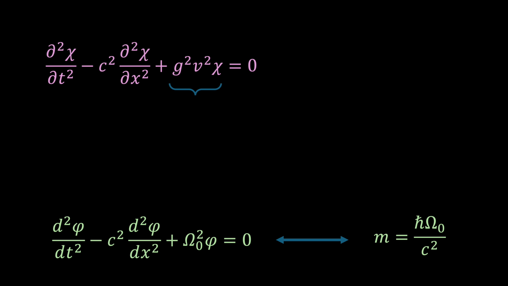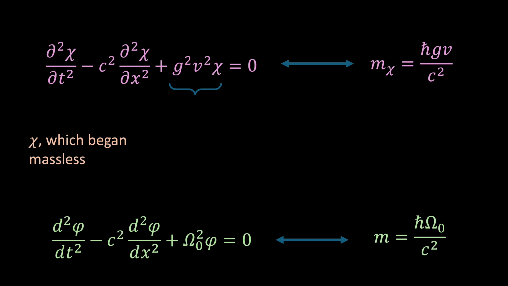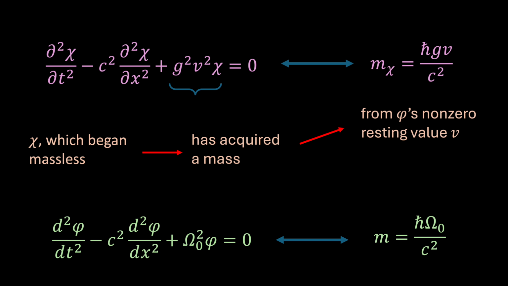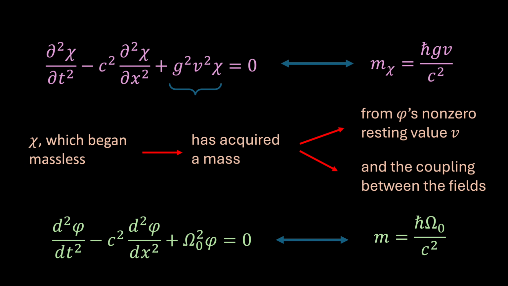The extra term, proportional to chi itself, fixes a minimum frequency of oscillation of the chi field. And just as before, when we quantize those ripples, the minimum frequency appears in the mass equation. Explicitly, we have that m of chi is equal to h bar g v divided by c squared. And so we see that chi, which began as massless, has now acquired a mass. The mass wasn't put in by hand, it emerged automatically from phi's non-zero resting value and the coupling between the two fields.